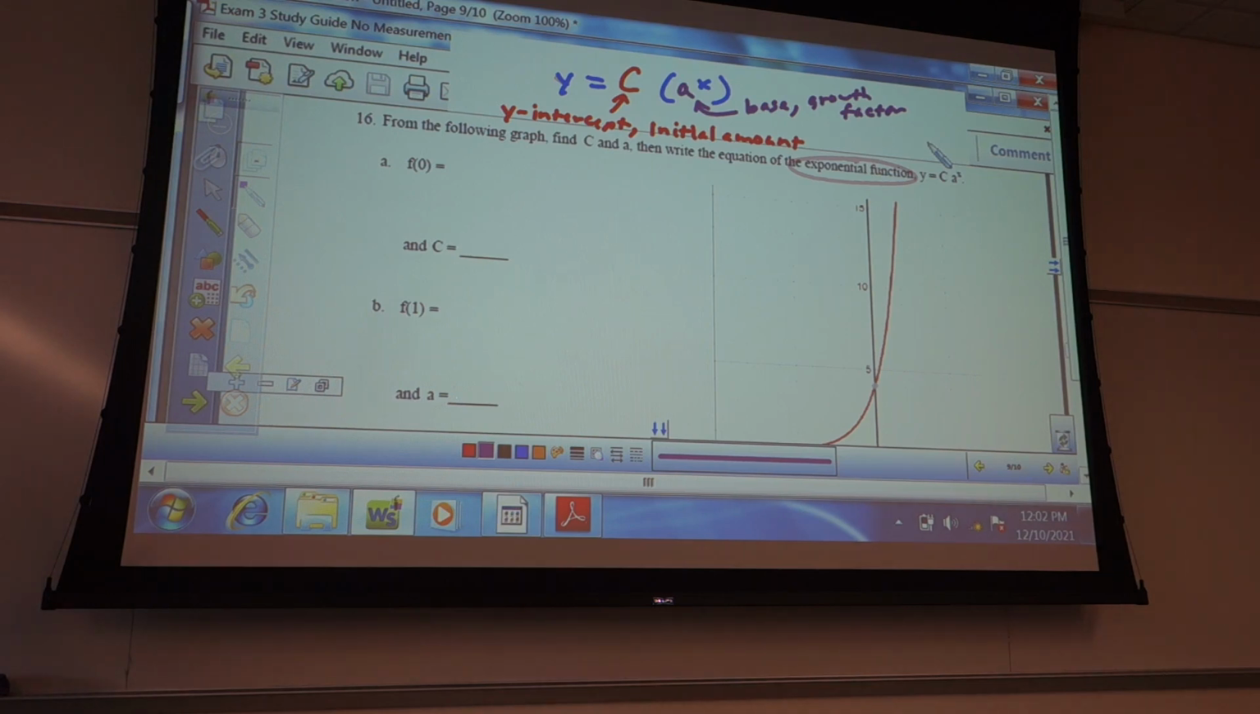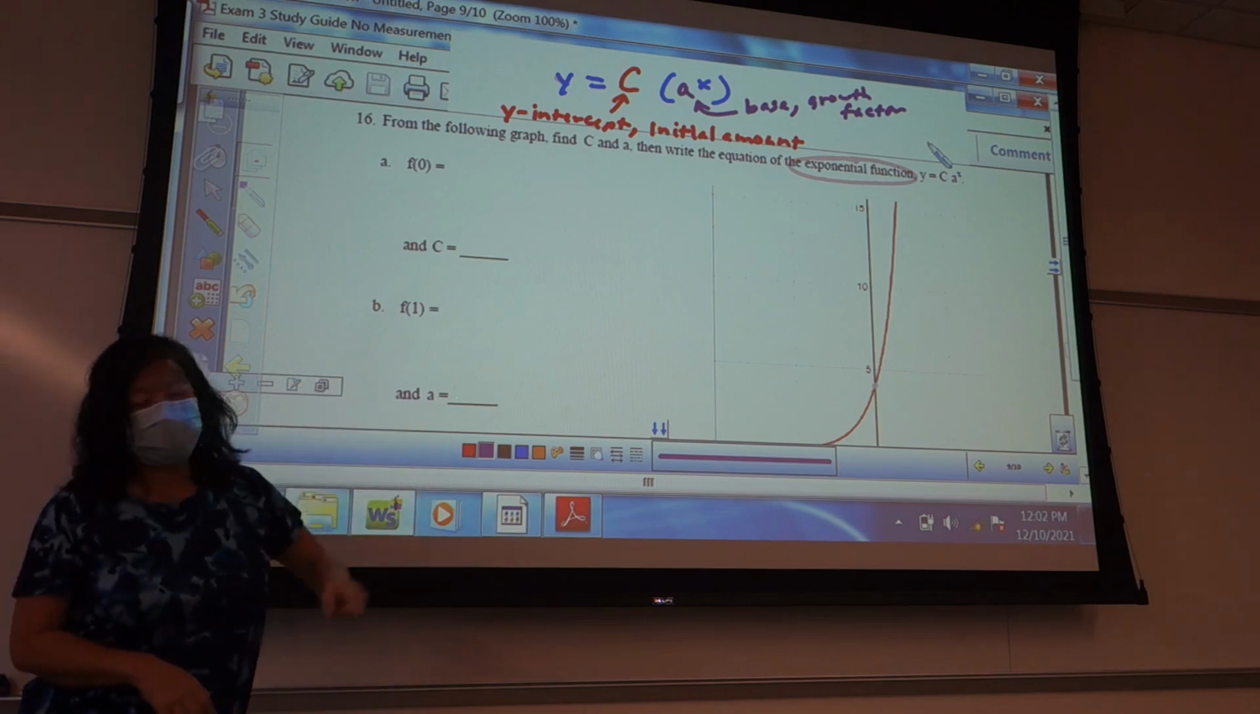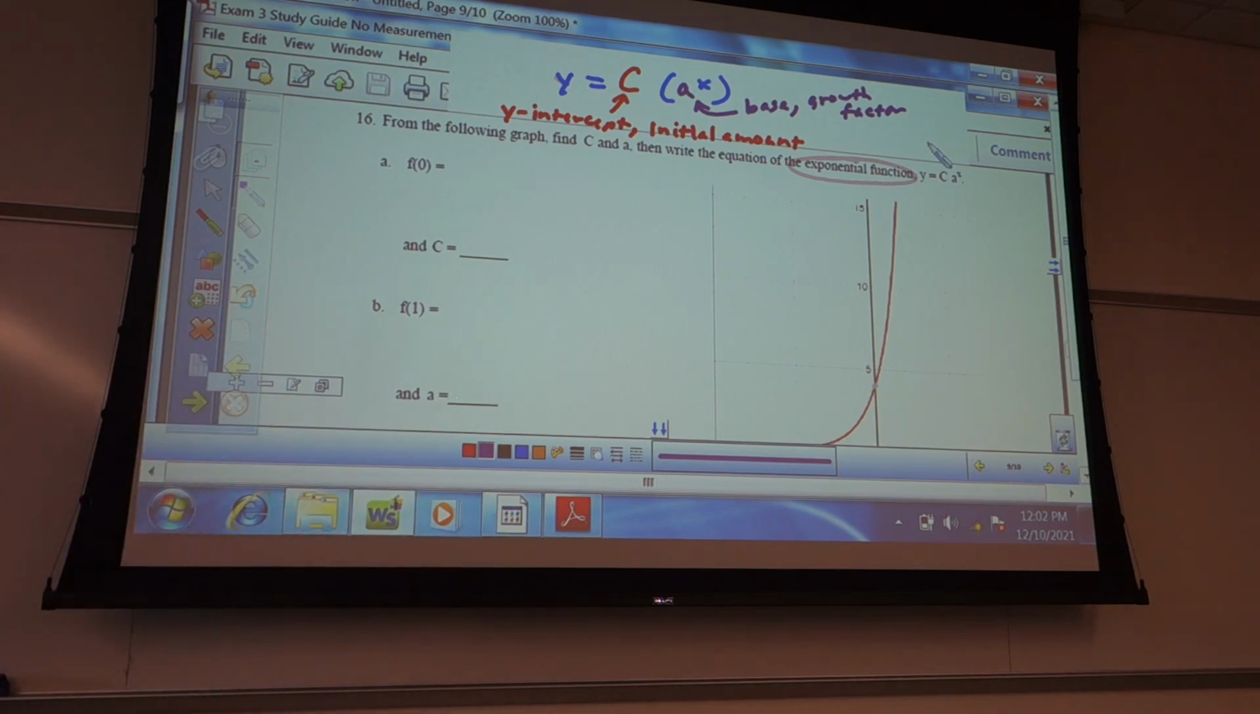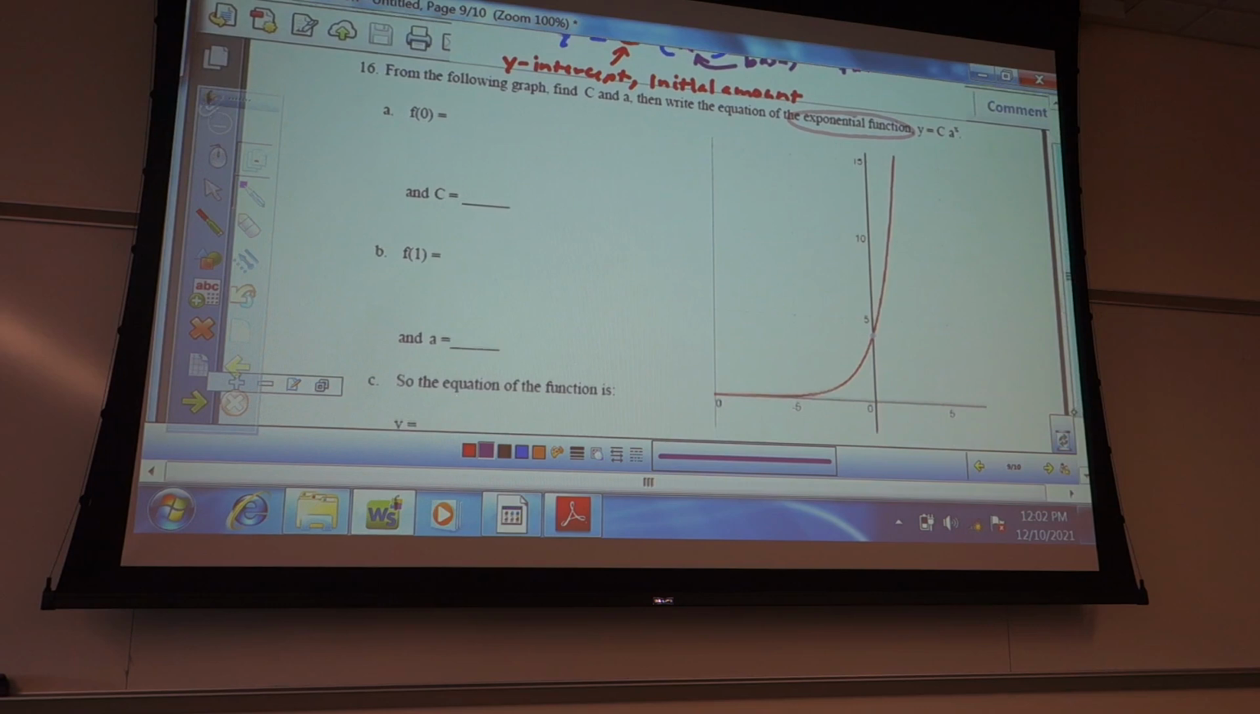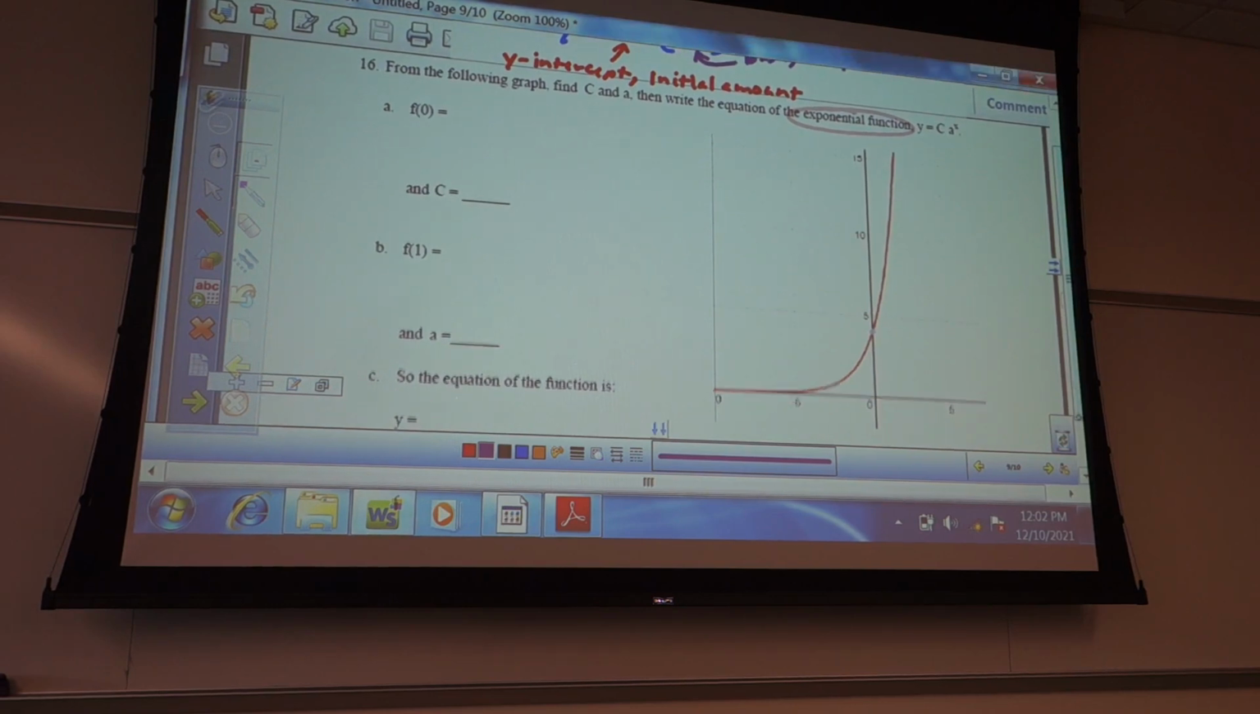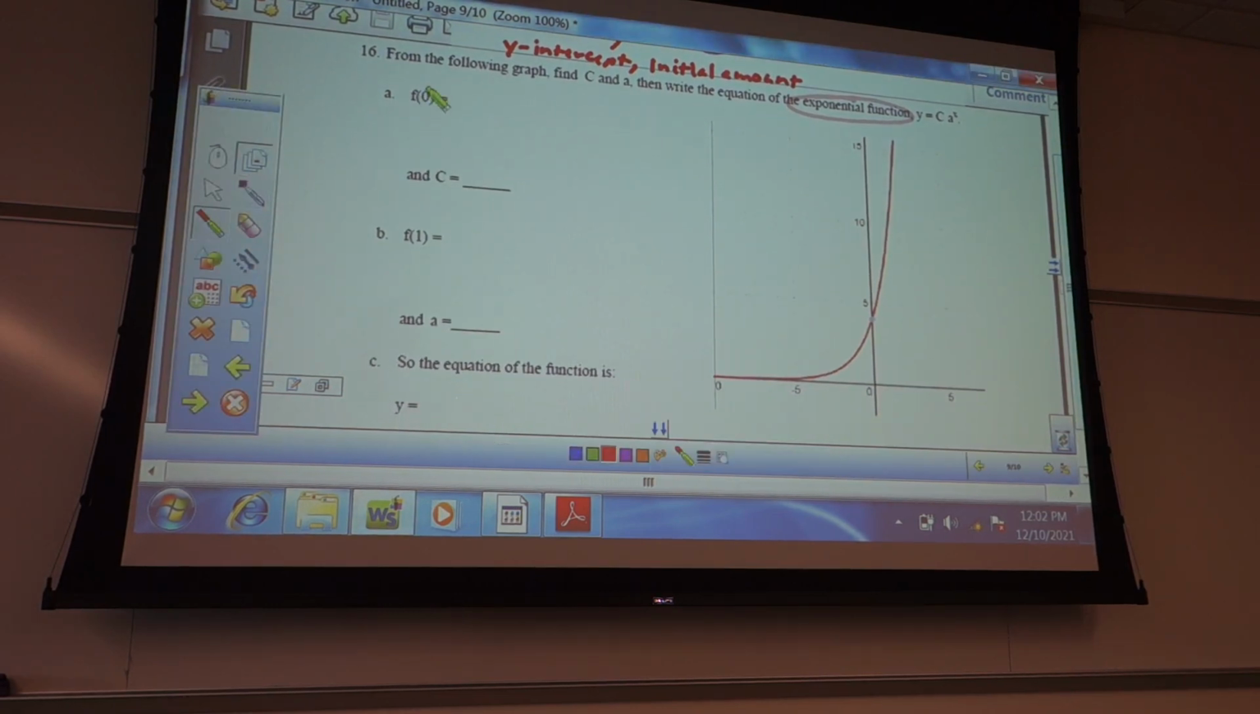Okay, so the first one, I'm asking to find f of 0. Is f of 0 my x or my y? F of 0 is my y. The whole thing, f of 0, is my y. What's x? 0. X is 0. Does that make sense? So f of 0 is my y when x is 0. So what's my y when x is 0? Everyone find it.